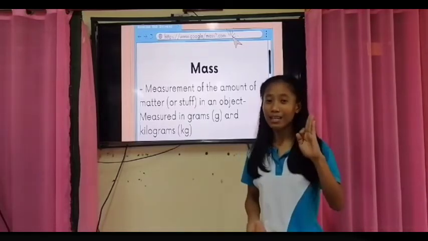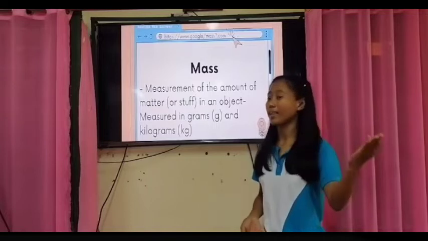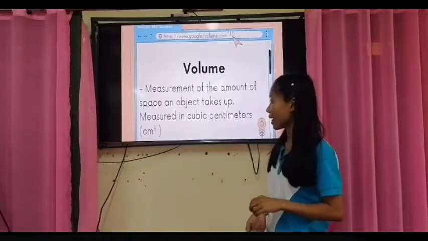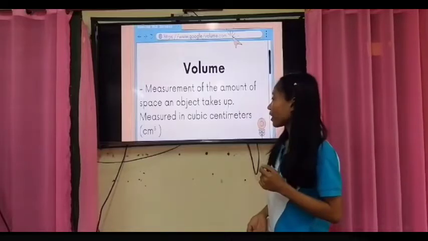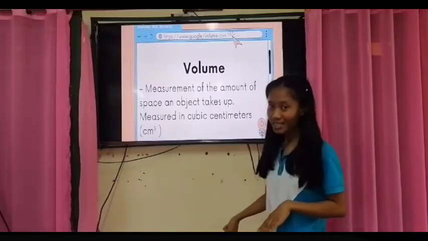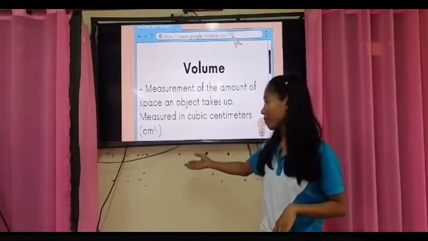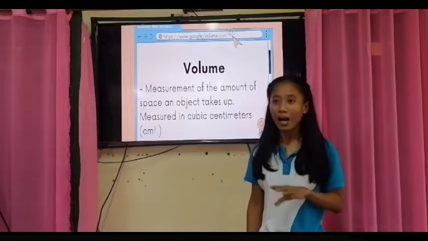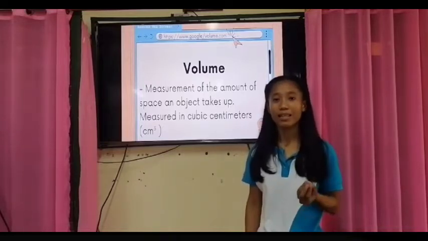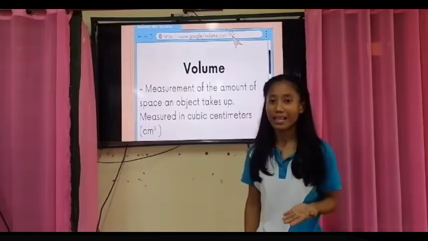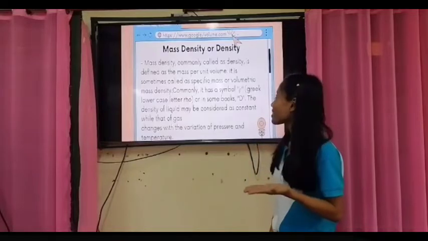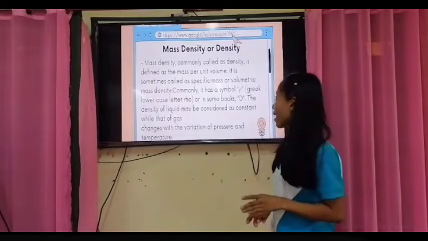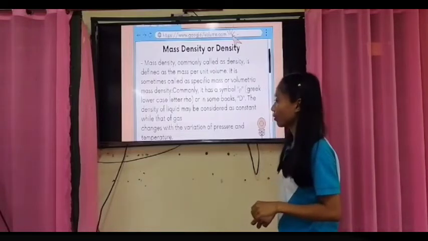We have three states of matter: the solid, liquid, and gas. And the volume is the measurement of the amount of space an object takes up, that is measured in cubic centimeters and cubic meters. So, ang volume, ito yung nagme-measure kung gaano karaming space na tinatake o ino-occupy ng isang bagay. So, mass density, commonly called density, is defined as the mass per unit volume.